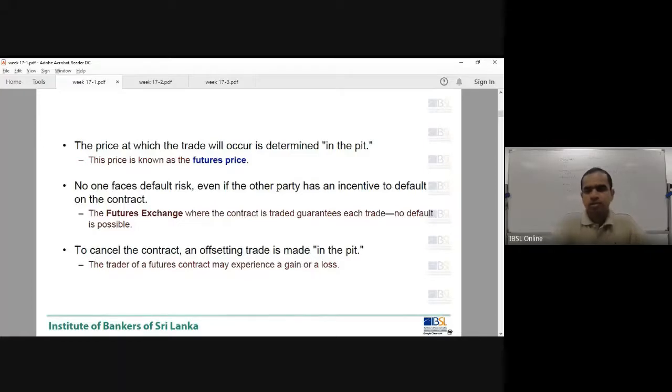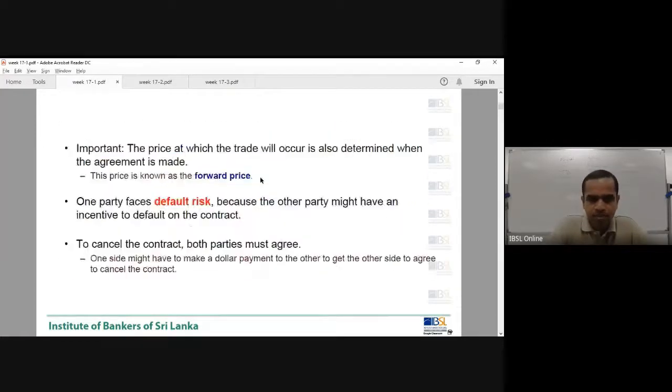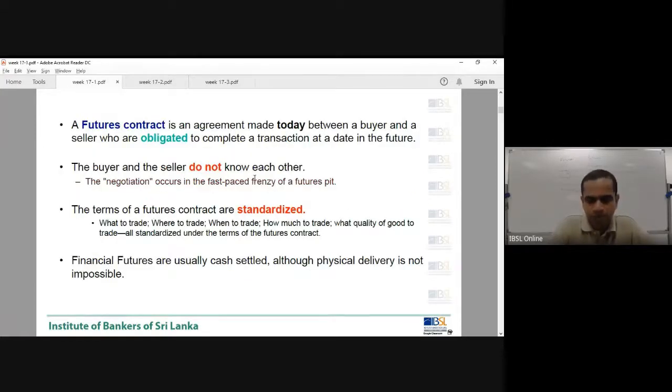Right. So this is a little bit of information which you all can read when time permits. Now, futures trade in what is called a pit, a futures pit. If you watch Rogue Trader, Nick Leeson's story, you'll understand what a pit means. It's where all the transactions happen. Right? It's called a trading pit.